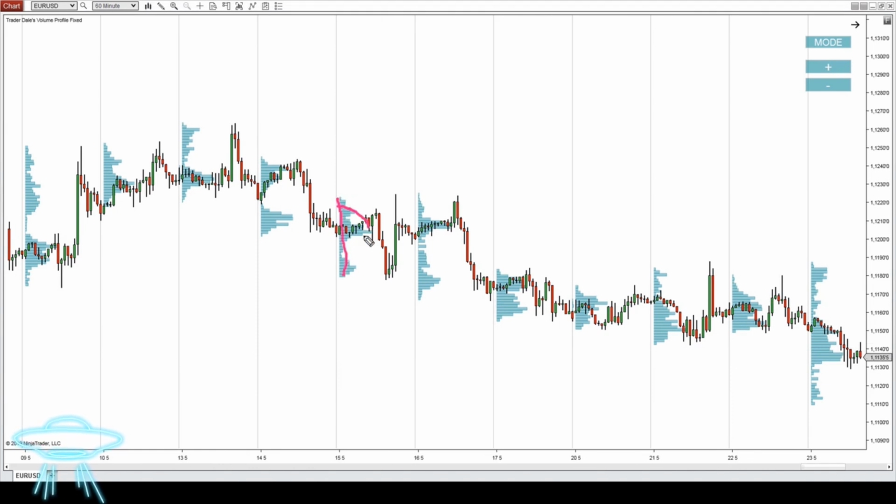Afterwards, there's a balance, D-shaped profile, and then there is a thin profile, or also sort of double distribution profile, but I would say that it's more like a thin profile, this one, because there is a trend behavior. After a trend, as usual, there's a rotation. So if after a trend you see a D-shaped profile like this, there'll likely be a rotation.